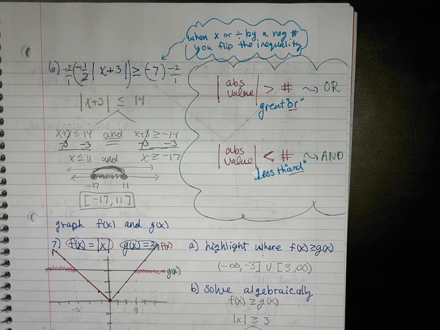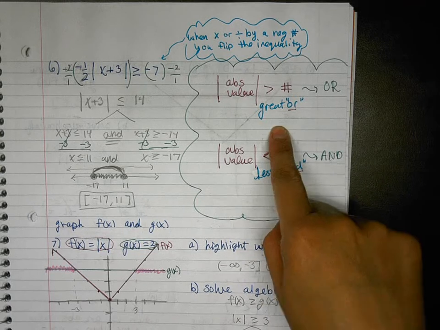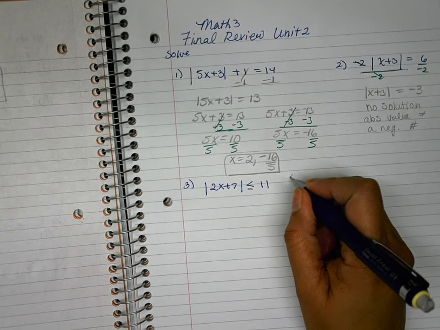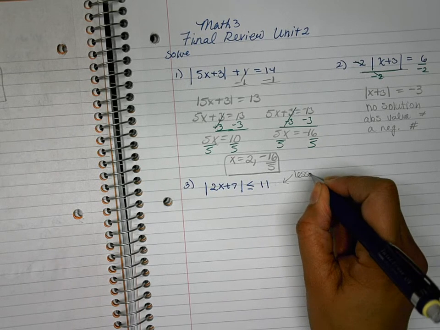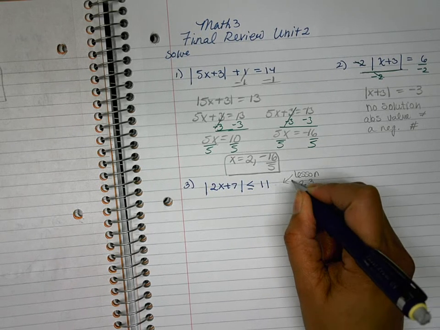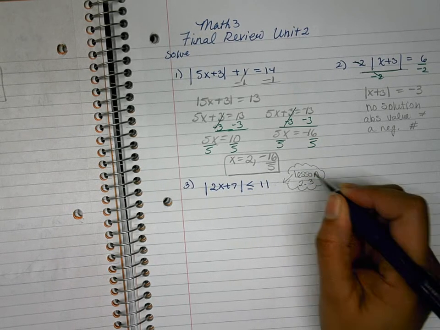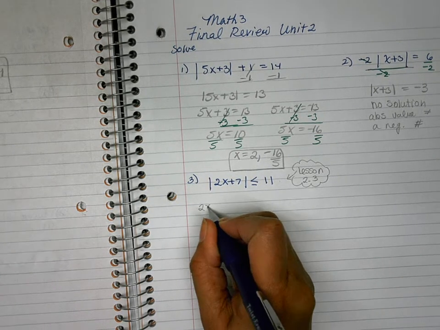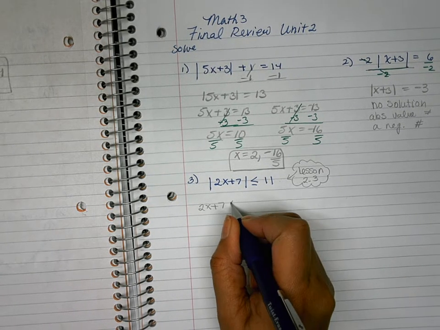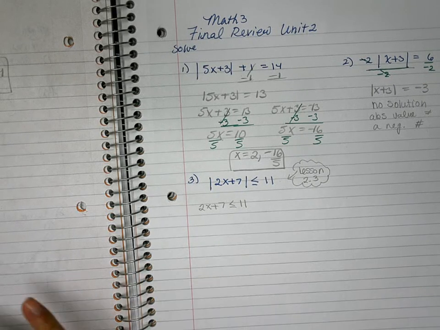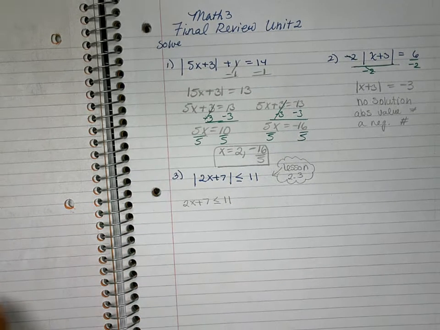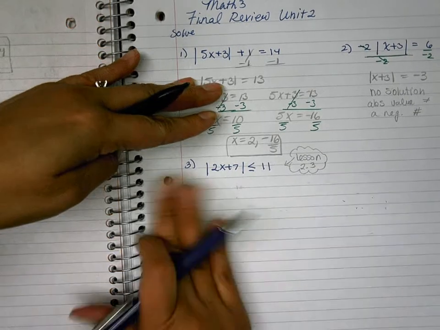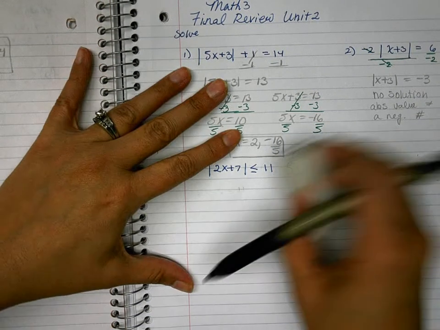Okay. So your choice to write this down again or make a note to yourself right now. This is from lesson, what lesson was it? 2.3. You can look back. Okay, so I'm going to rewrite it. 2x plus 7 is less than or equal to 11. The first one always stays exactly as it was printed on the paper. And then the next one, we flip the inequality and make it a negative.